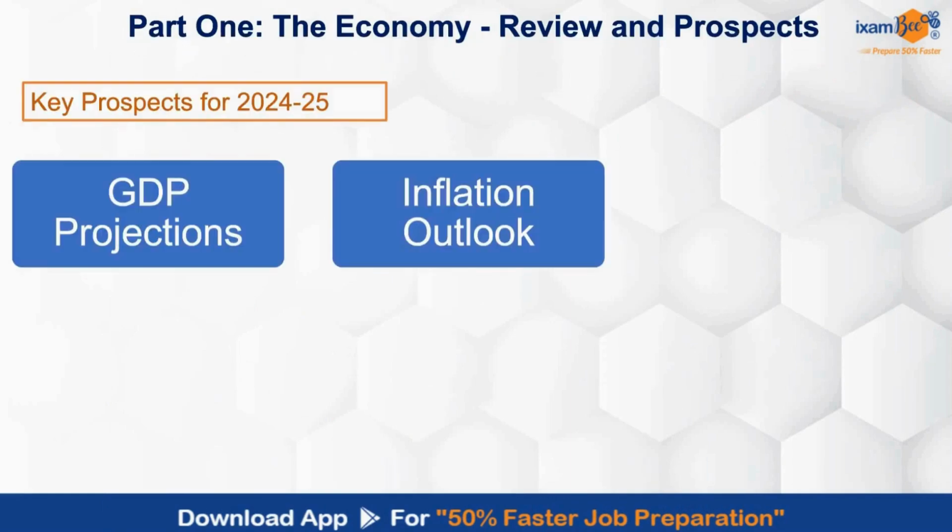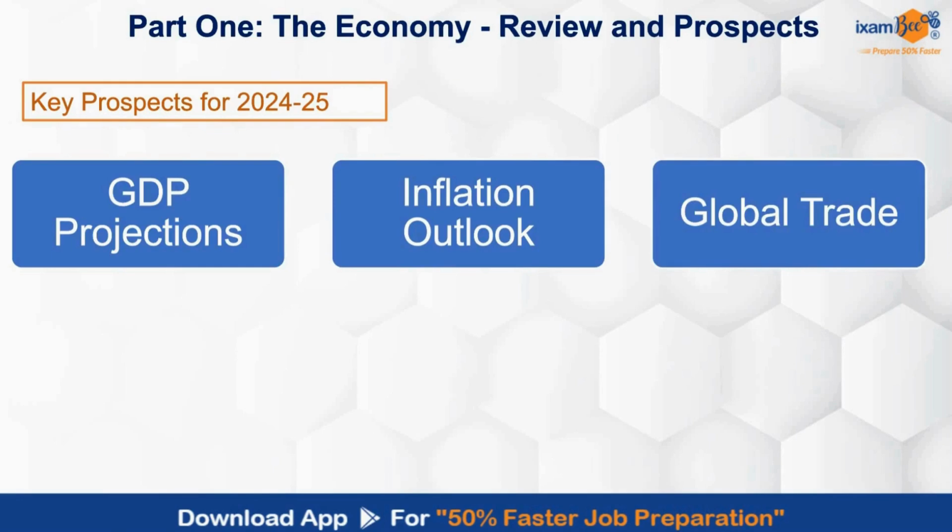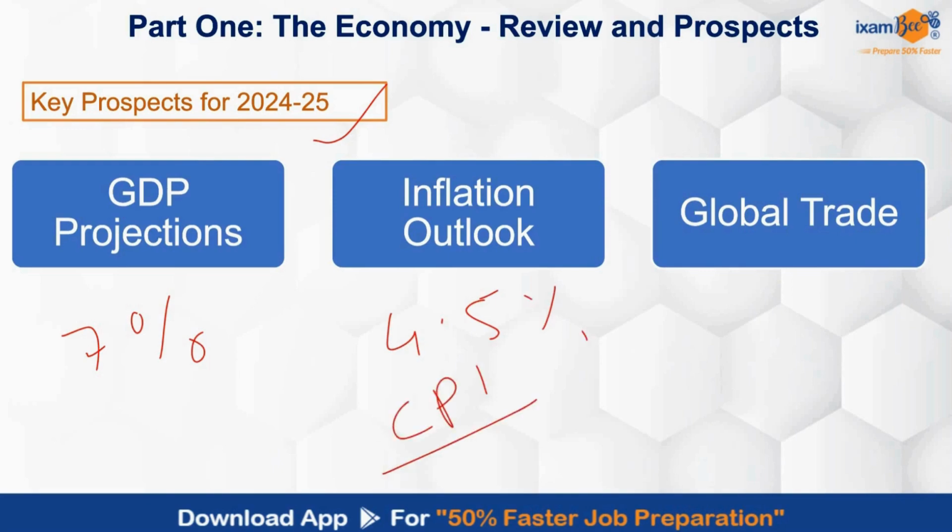Now, coming to the projection side, the inflation outlook and global trade expected in year 24-25. RBI expects 7% GDP growth and a CPI inflation of 4.5%. CPI is not Communist Party of India. Write in the comment what CPI means. Once you start writing, I am telling you, you will remember. Even if you Google and write what CPI means, you will remember in the exam hall. Otherwise, there will be confusion whether it is WPI based or CPI based.